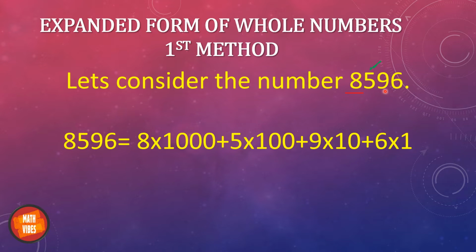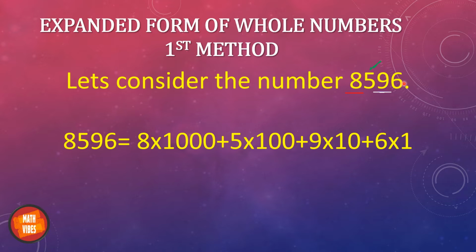Now after 9, how many digits are there? 1. After 9, you have only one digit, which is 6. So that means 1 0 will come. So 1 0 is the number 10. So 9 into 10.